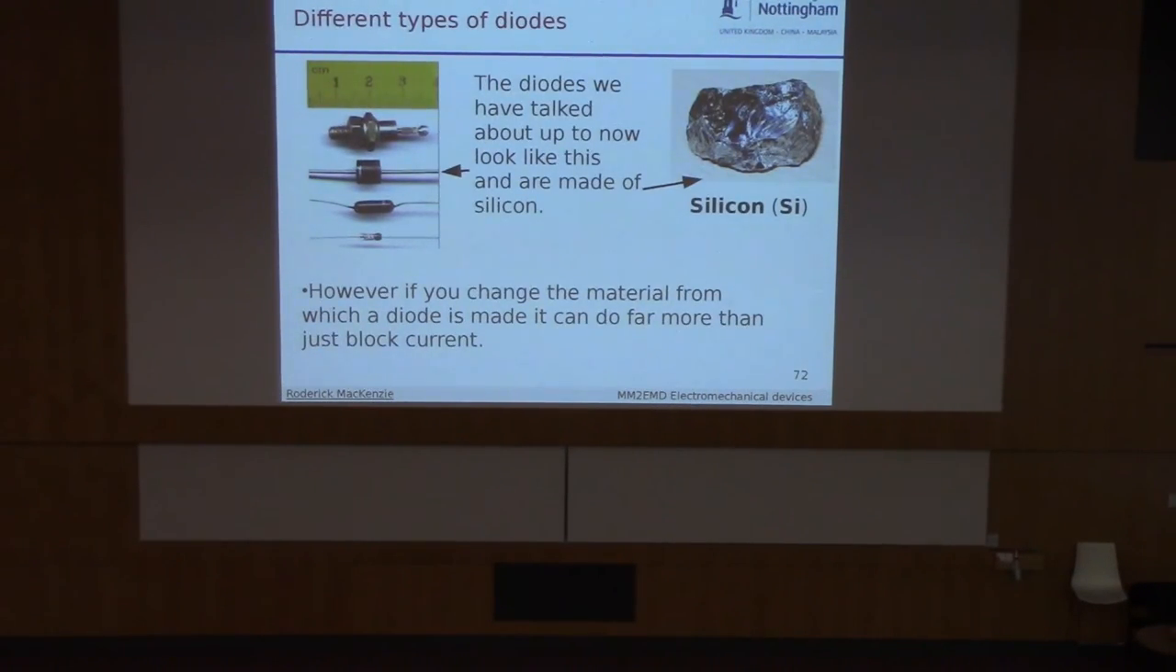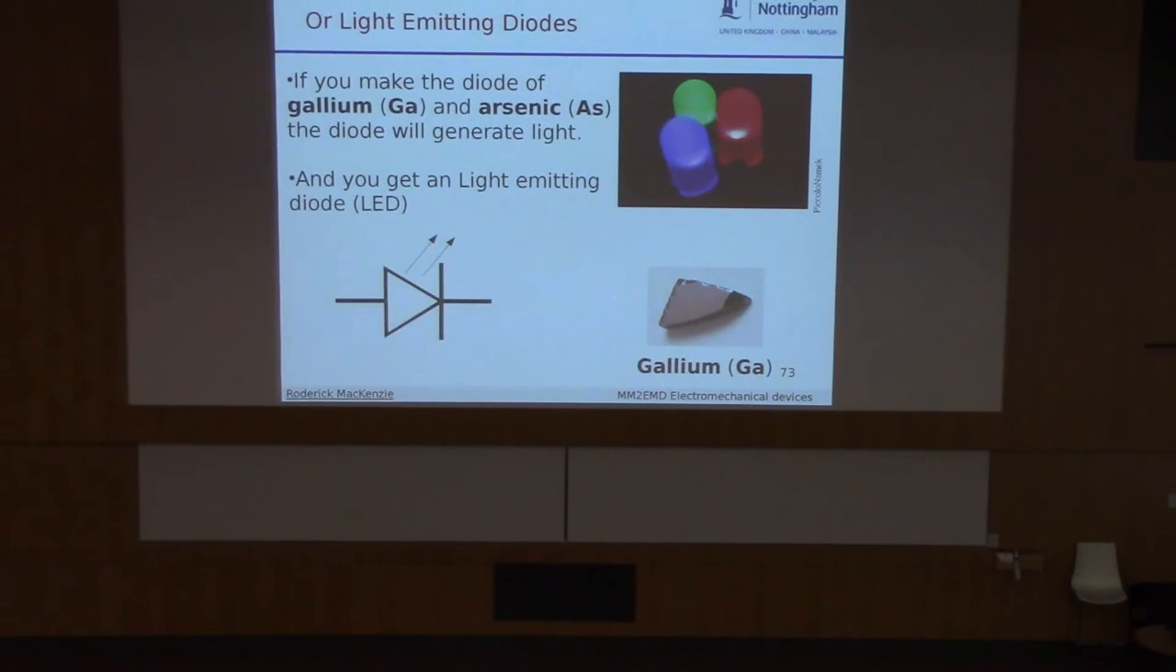So firstly, let's look at different types of diodes. These power diodes that we've been talking about for the last 20 minutes are all made of this stuff called silicon. But what happens if we change the material the diode's made of to something like gallium arsenide? The diode can start emitting light when you put current through it. If you make it of something slightly different, it can emit red or green or blue.